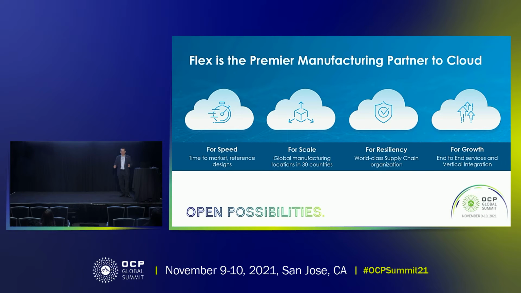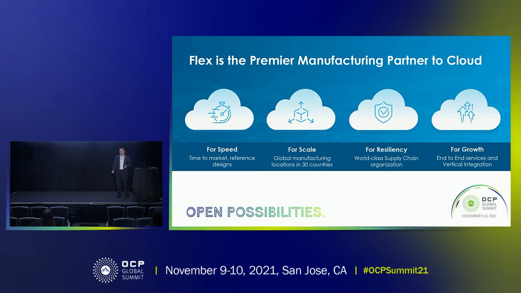At Flex, our capabilities and services can really be defined by our speed, scale, resiliency, and our ability to partner with customers for growth. From a speed standpoint, we participate in a lot of design projects with our customers, and we enable designs through reference platforms. And this allows our customers to get to market faster with platforms that we co-develop with them.